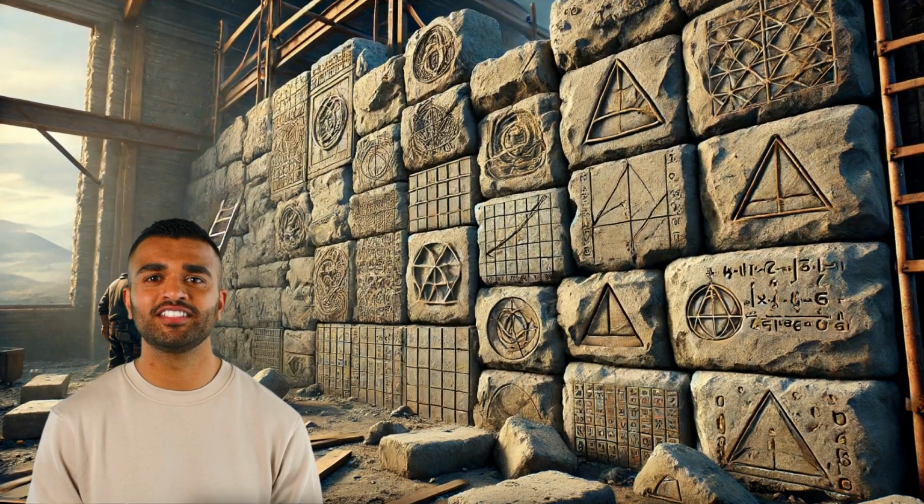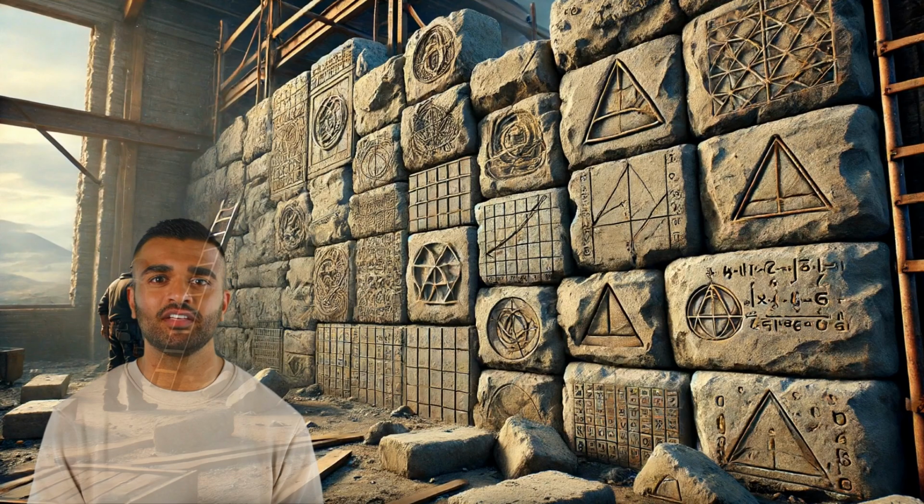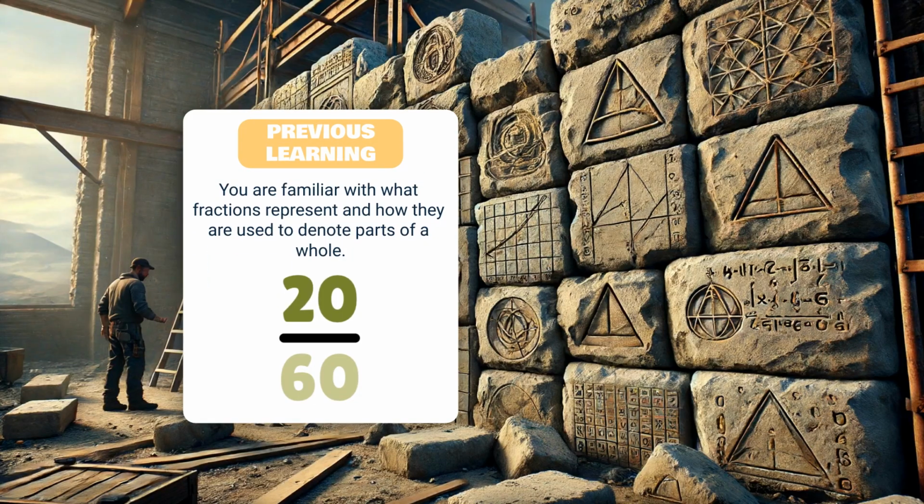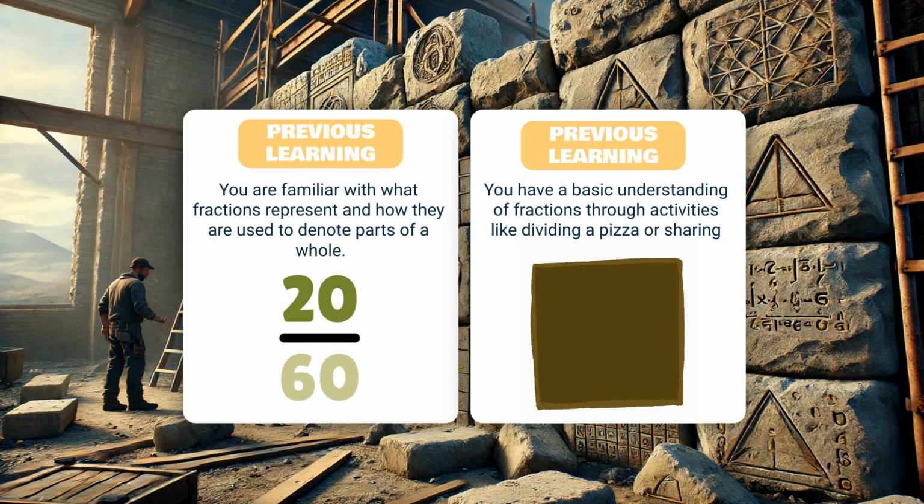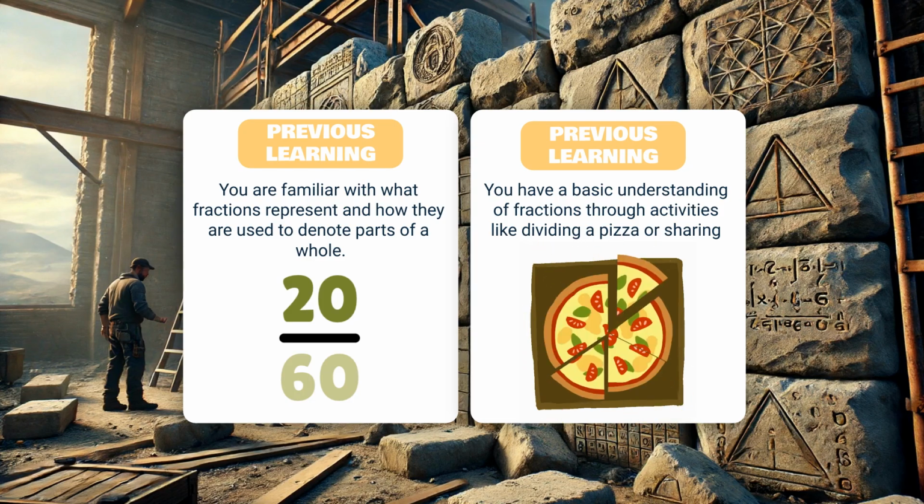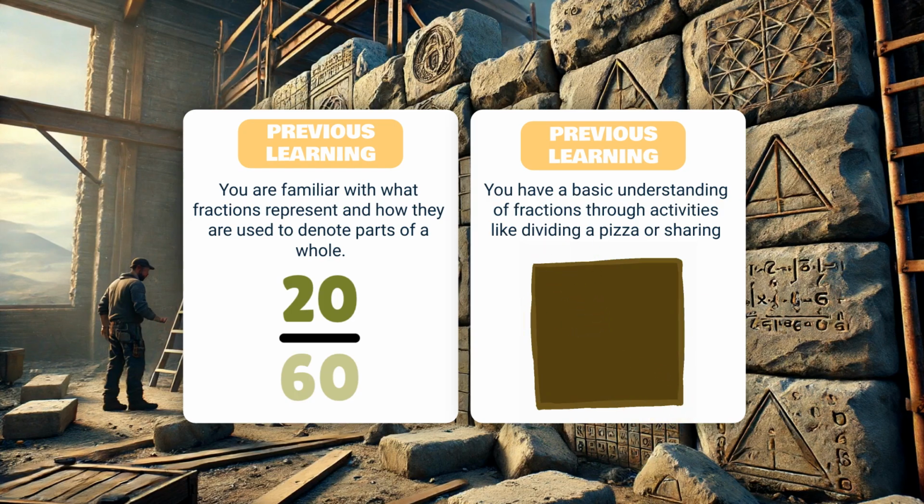In our previous lessons, we've built a solid foundation by discussing fractions at an intuitive level. We know what fractions represent and how they are used to denote parts of a whole. We also have a basic understanding of fractions through activities like dividing a pizza or sharing items equally. With this foundation, we can now explore the technique of simplifying fractions.